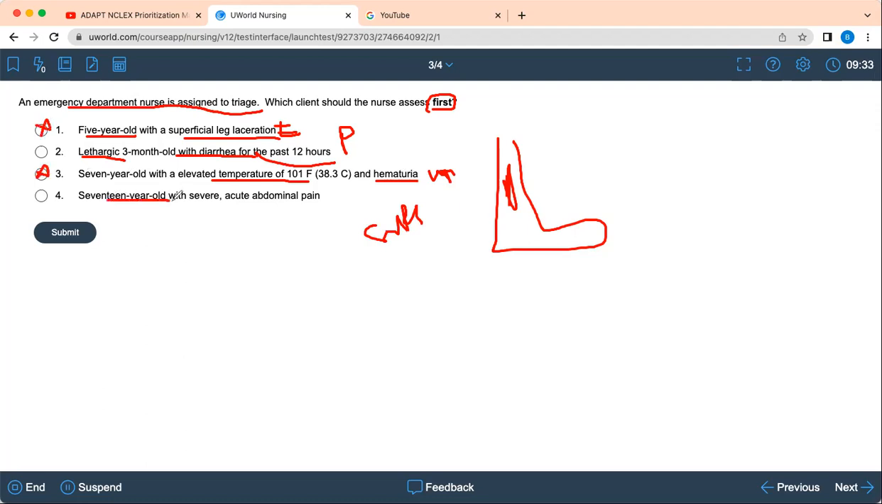Last one, 17-year-old with severe acute abdomen. This is serious. The patient has a severe acute abdomen. There may be some peritonitis, may have guarding, may have rigidity. So that may be sepsis going on. But a patient who has a neurological problem is more important than this patient. We don't have any information. All we have is acute abdominal pain.